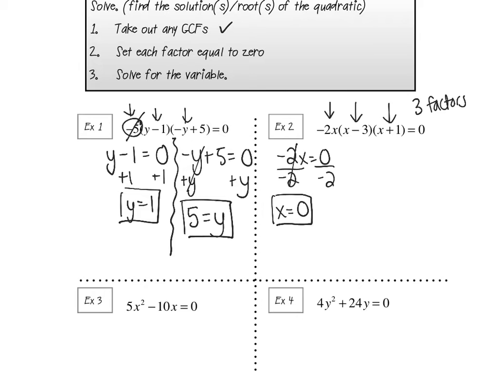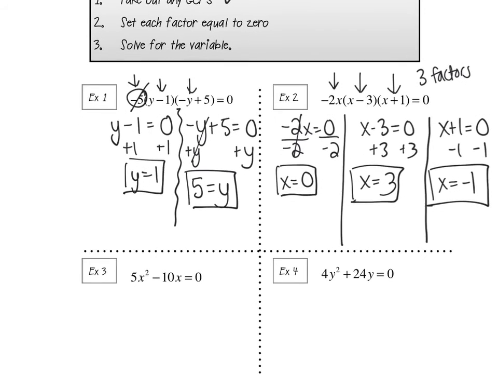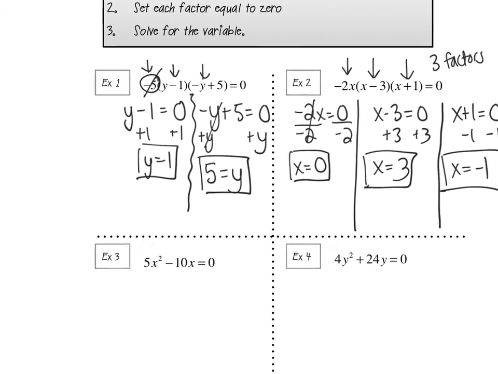There's one solution. In the next equation, we have x minus 3 equals 0. If I add 3 to both sides, then I have x equals 3. There's a second solution. And in the last one, I have x plus 1 equals 0. And if I subtract 1 from both sides, I get x is equal to negative 1. There's your third solution, or root. If I scroll down here, in the next couple examples, we're going to have to take out that GCF and do that first step.